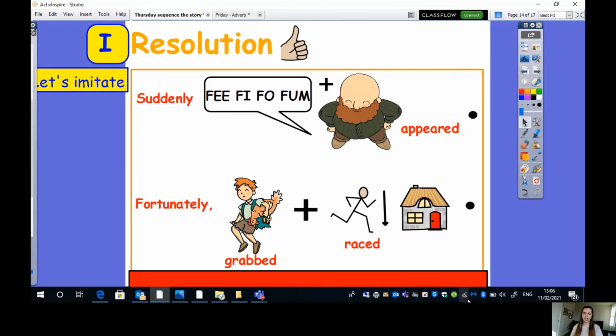Why do you think Jack takes the expensive hen? Because it's going to solve all his problems. His problem at the start is that his family is really poor and they can barely afford food. So that's why he's going to grab that expensive hen from the giant and he is going to be able to sell those golden eggs and have money for food.